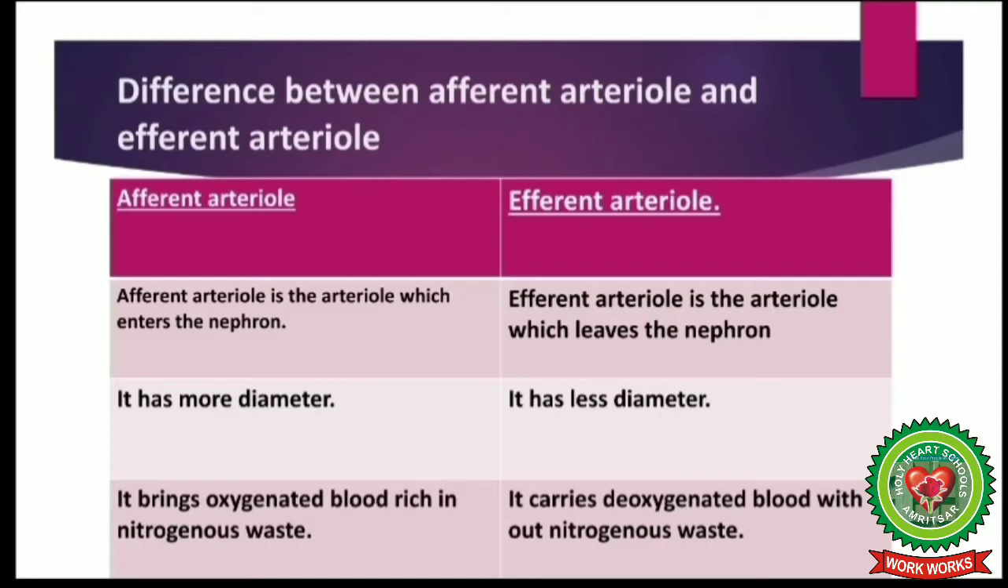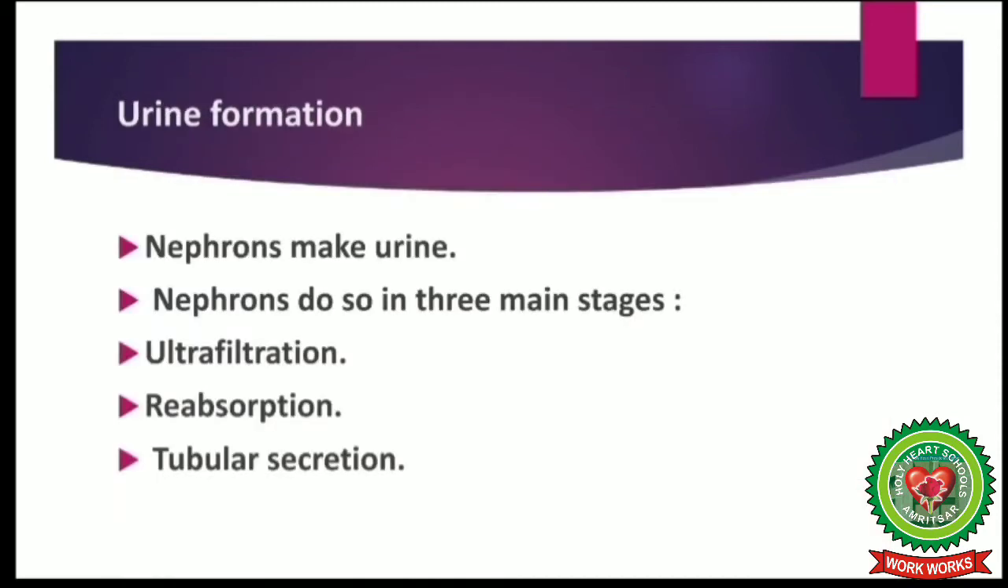Afferent arteriole has more diameter, efferent arteriole has less diameter. Afferent arteriole brings oxygenated blood rich in nitrogenous waste, and efferent arteriole carries deoxygenated blood without nitrogenous waste. Next is urine formation. Nephrons make urine. Nephrons do so in three main stages. These are ultrafiltration, reabsorption, and tubular secretion.